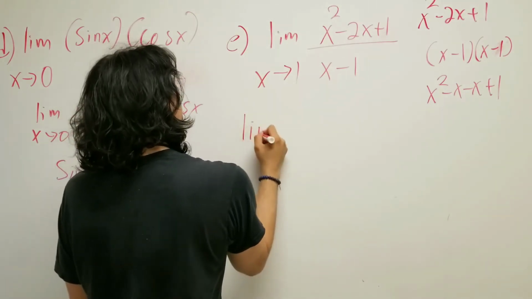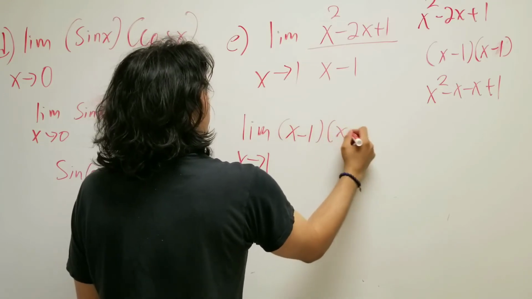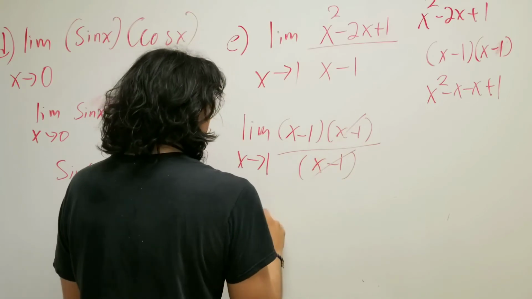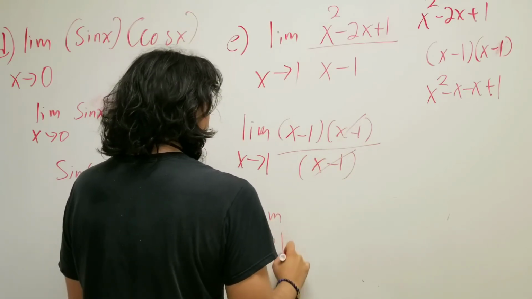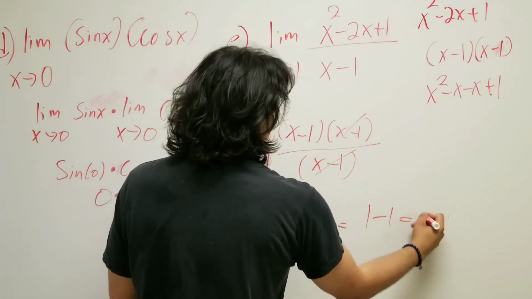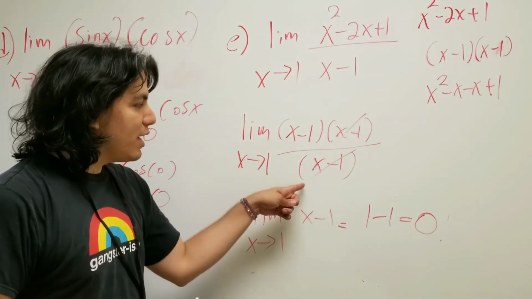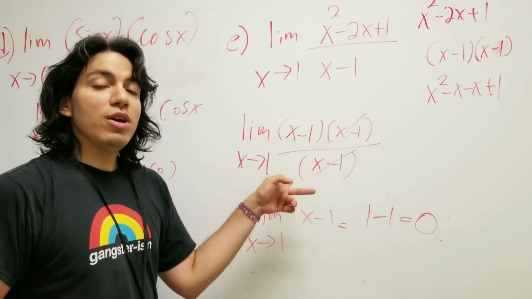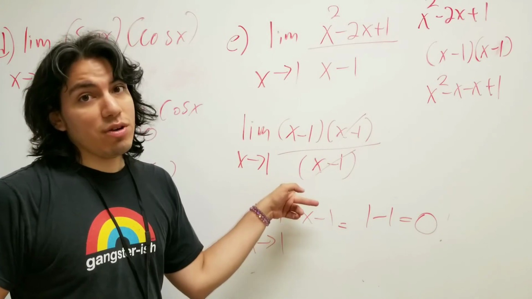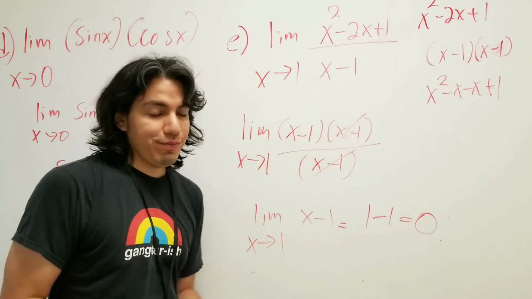So this becomes the limit as x approaches 1 of x minus 1 times x minus 1 all over x minus 1. I'm able to cancel these two. So we take the limit as x approaches 1 of x minus 1, which just becomes 1 minus 1, which is 0. So the function now exists, because if we had plugged it in originally, we would have gotten a 0 in the denominator, which means this ratio would not be defined. It would be considered undefined. Since we factored it, it now exists as 0.